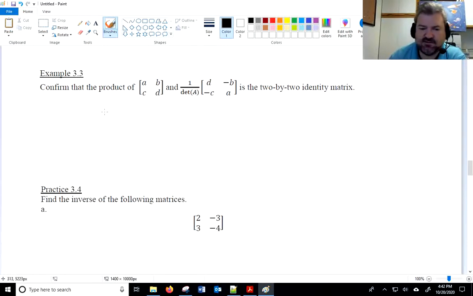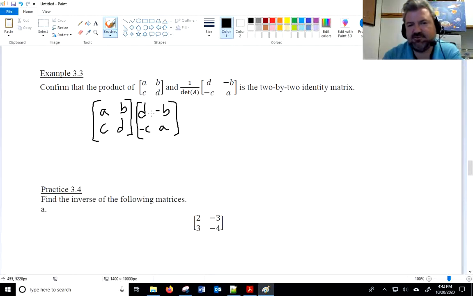So I'm going to take A, B, C, D. And that's kind of the thing. Why does this formula work? Can we be certain that it does? D, negative B, negative C, and A. All right, well, it turns out that I can multiply by the scalar before or after I multiply. So I'll just wait and do it afterwards.